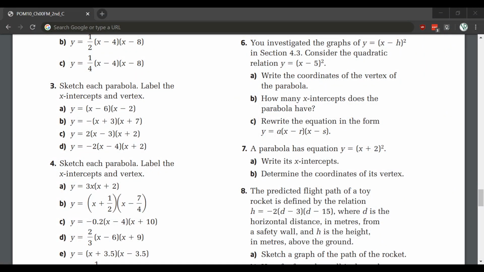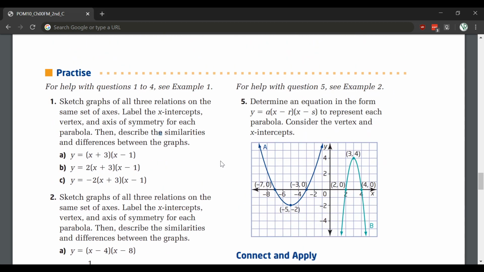So if we switch over here and look at number 5. Number 5 says determine an equation in the form of y equals a(x minus r)(x minus s) to represent each parabola. Consider the vertex and the x-intercepts in doing such. So if we look at the a equation here, that's the blue one, then we have a couple points. We have zeros at negative 7 and 0. We have a 0 at negative 3 and 0, and then we have a vertex at negative 5 and negative 2.